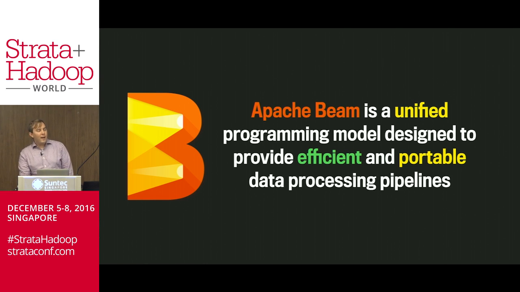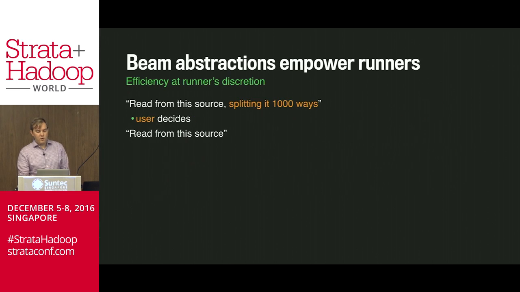Let's talk a bit about why Beam enables runners to be efficient. I've hinted at this a little bit, but let's get into some more detail. So the first thing is the Beam model, the APIs we've designed around things like sources and sinks and transforms, are really designed to empower runners to make smart decisions that are runner-specific.